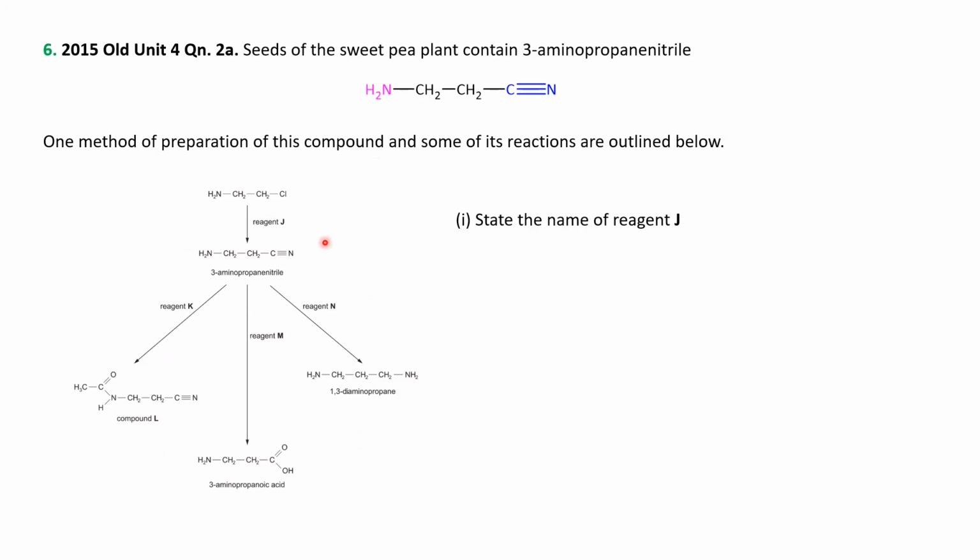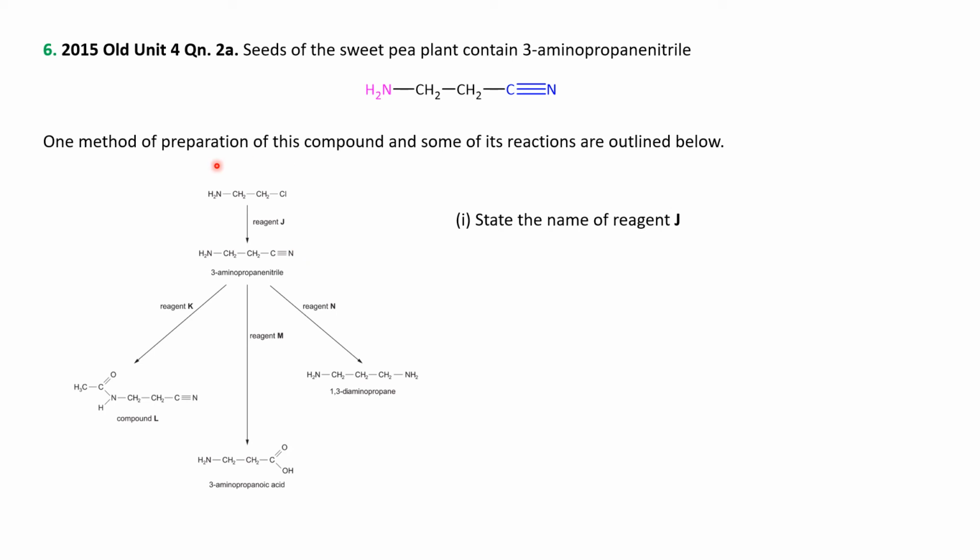Now we've got a fairly big reaction scheme, but there's no mechanistic questions associated with it, so I've got it in this first part of the question. Seeds of sweet pea contain 3-amino-propane nitrile. One way to prepare it, and some of the reactions, are outlined below. So we can start off with the amine chloride with reagent J that we'll discuss in a minute. You turn the chloride into the cyanide, so now you've got 3-amino-propane nitrile. And then you can do all kinds of fun reactions with these, each of which we will discuss individually.